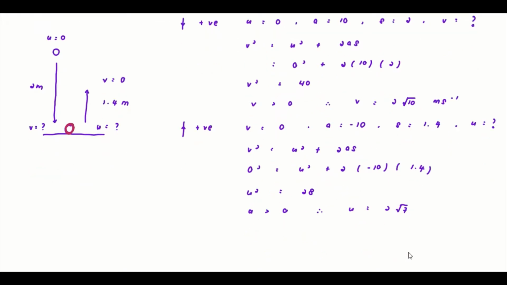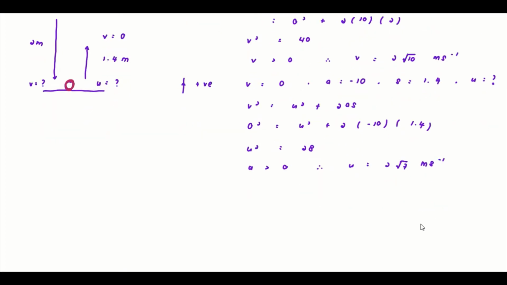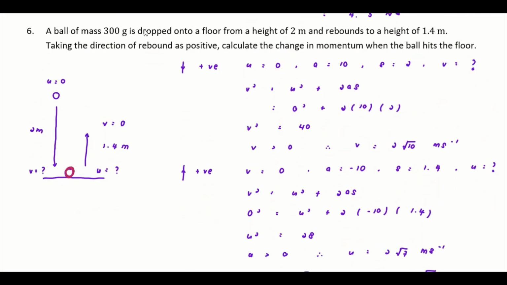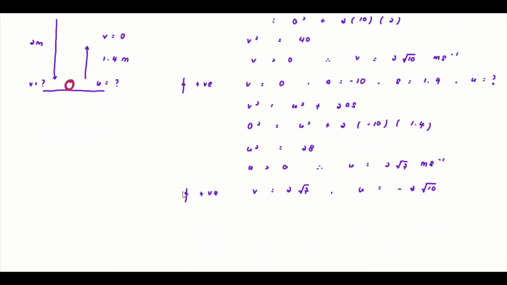After we get this, we can proceed to the change in momentum. Make sure that what we found just now depends on the direction we chose. So now let's denote our final direction as going up. So our final velocity is 2 square root 7 and our initial velocity now becomes the negative direction, so it's negative 2 square root 10, because the question also states that they want to take the direction of the rebound as positive. So it means going up as positive now. Let's try to solve the change in momentum.